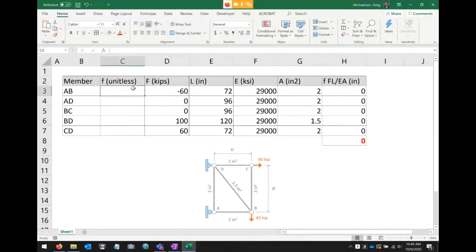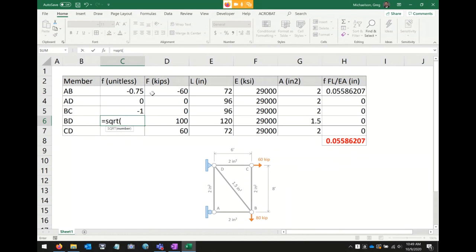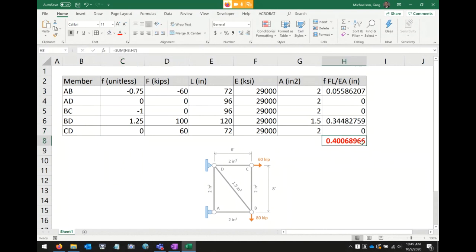So let's just plug that in. So AB, that's negative 3/4. We've got AD, we determined that was 0. BC, we determined that was 0. BC was -1, sorry. BD, now that's the Pythagorean theorem, so the square root of 3/4 squared plus 1 squared. And it's positive because that's a tension, so it's 1.250.